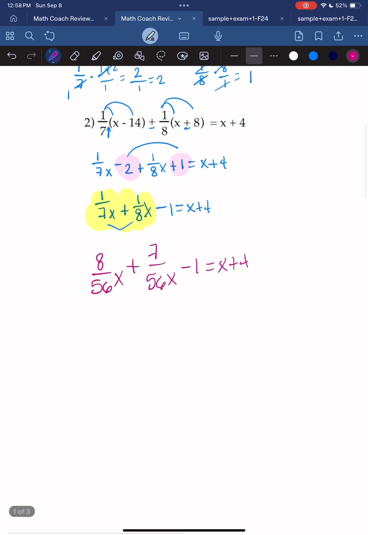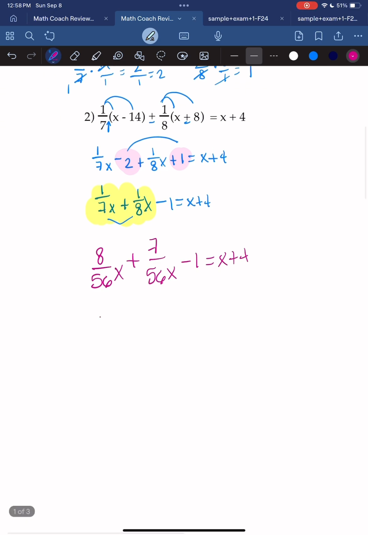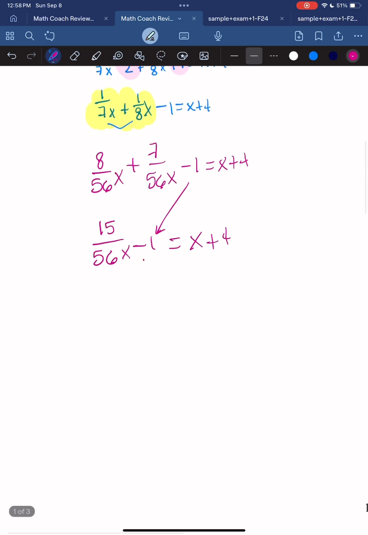So what's 8 plus 7? 8 plus 8 is 16, so 8 plus 7 is going to give us 15 over 56x minus 1, bring that down, equals x plus 4. So we add 1, 15 over 56x equals x plus 5.